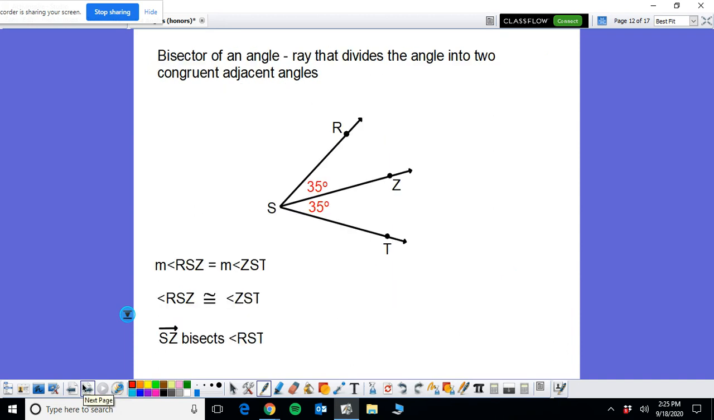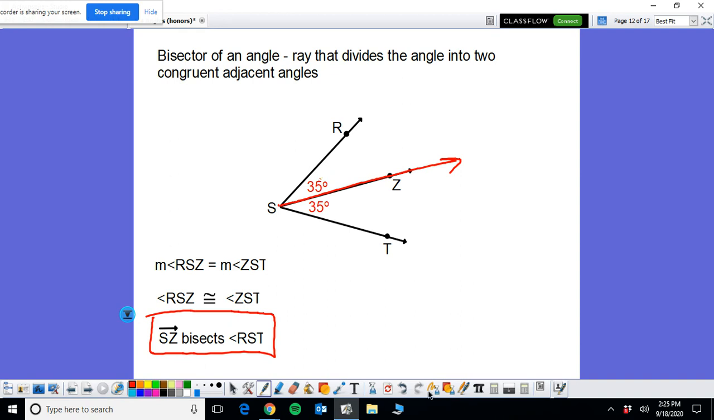And back to an angle bisector, this idea, I just want to make sure you can use actual numbers in here. Is ray SZ an angle bisector? Yes, it is. And right here, there's the statement: ray SZ bisects angle RST. I know that for sure because these 35s were sitting there.